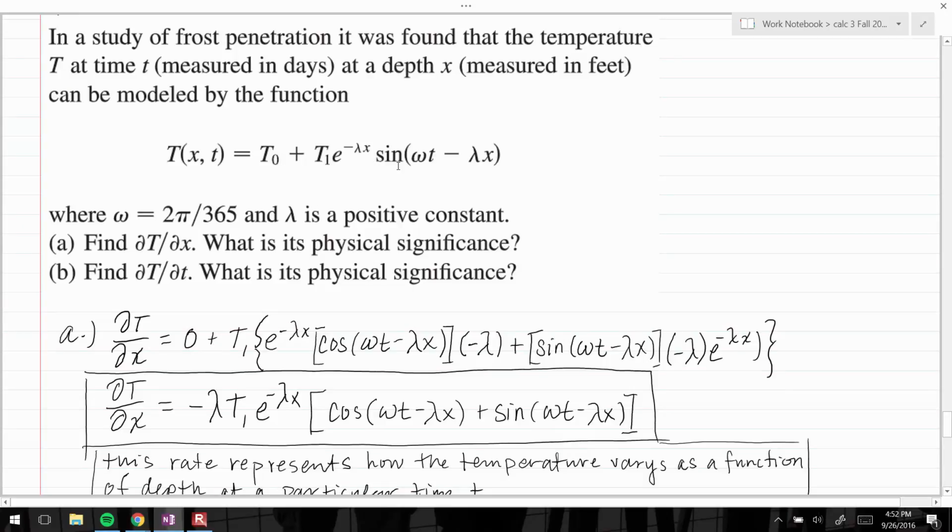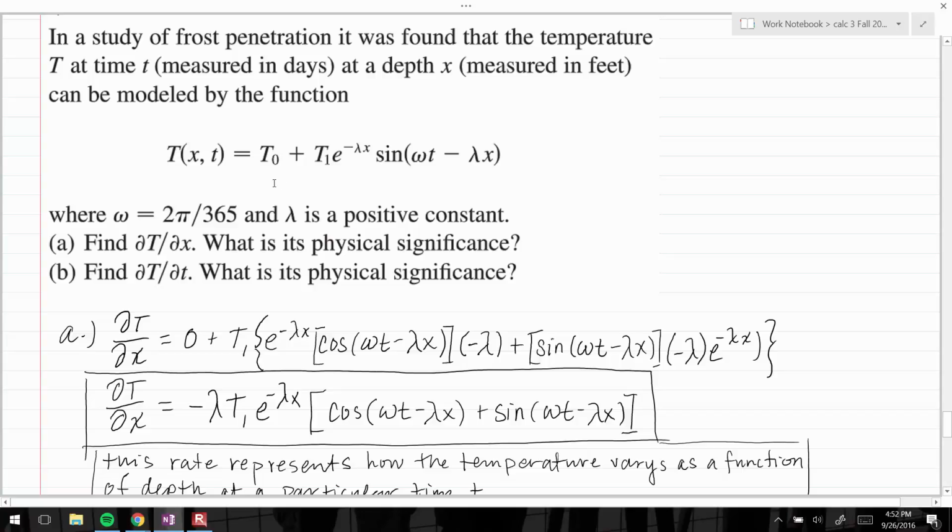It's a little distracting with all these variables in here, but notice it's delineated pretty clearly that the real variables are x and t. So T sub 0 is a constant. We don't know what that constant is, but it is a constant. It's not a variable. It's not varying as a function. The temperature is not varying as a function of it. It's just some value you plug in, whether you know it or not. It's a constant. Same with T sub 1, same with lambda, same with omega.